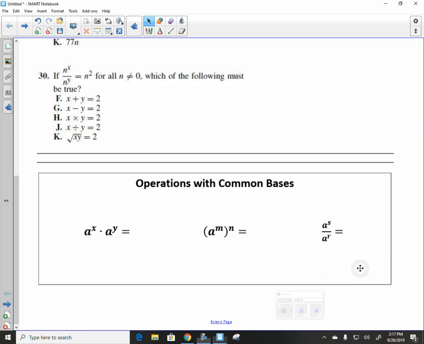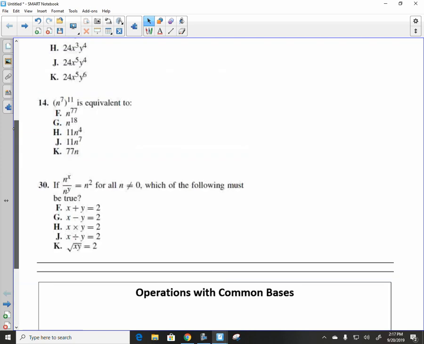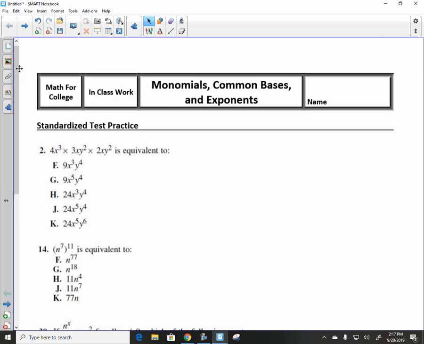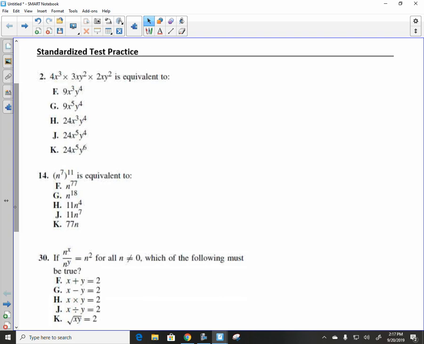Okay, here we go. Lesson for today is Friday. I want you to try problems 2, 14, and 30. These are straight from an AccuPlacer type test. So this is a nice indication of how you would score on these problems if you try them right away. Try problems 2, 14, and 30. I can give you about a minute and a half. Go.